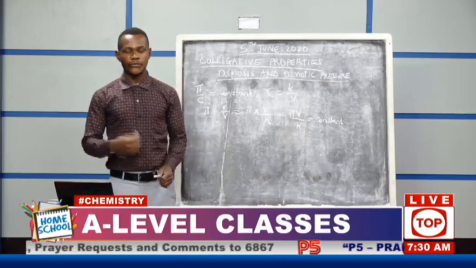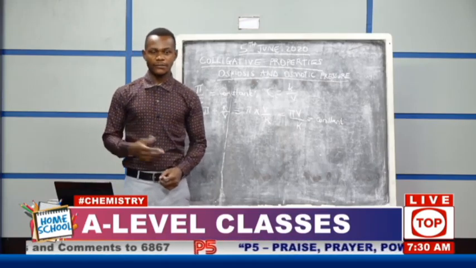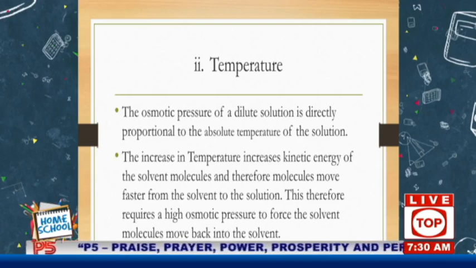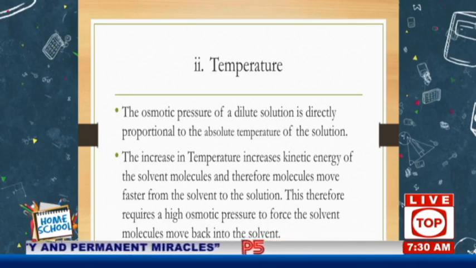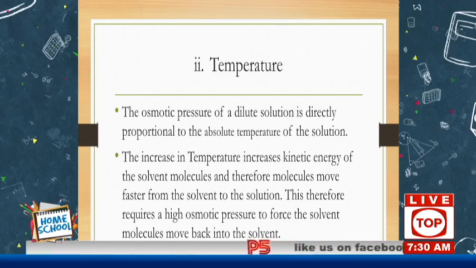When we go to our next factor, which is temperature now, let us move to temperature and see how temperature affects osmotic pressure. Then we shall say that the osmotic pressure of a dilute solution is directly proportional to the absolute temperature of the solution. Concentration, we said osmotic pressure of a dilute solution is directly proportional to concentration. And now here we are also saying it is directly proportional to the absolute temperature of the solution. So whatever we state, we have to explain why it is happening. Why is it directly proportional?